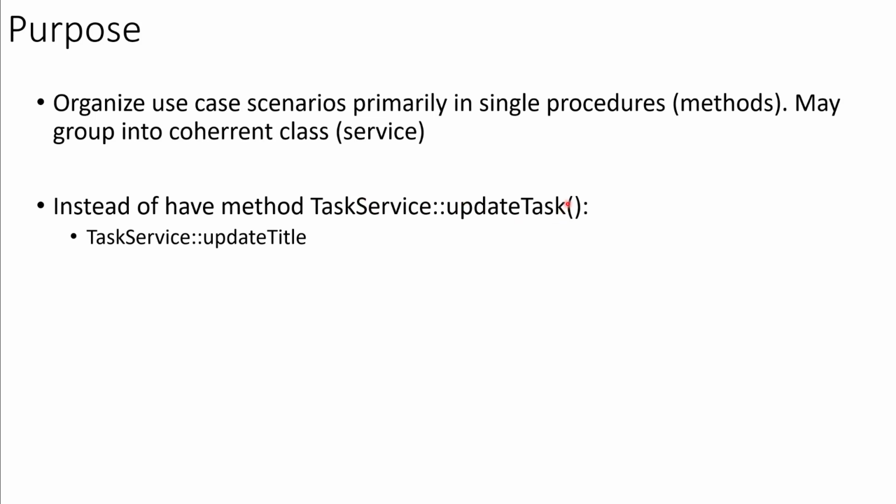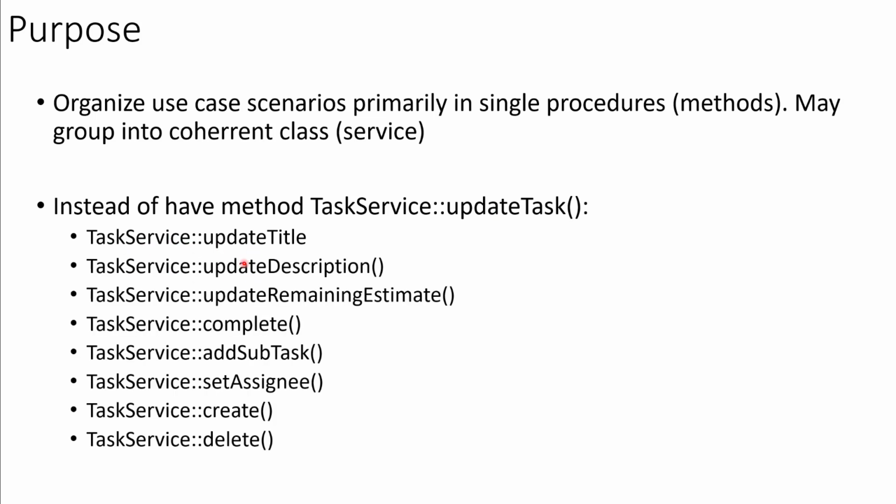So we don't have update task anymore. Instead, we have, for example, a method called update title, and we have all kinds of other methods for each stuff that we can do. We can update the description and update remaining estimate, and we can complete a task, instead of setting the status, which might also be an option, so you can just update the status, whether it's not started, in progress, finished, whatever. But if you have methods that are specific for that, it's more clear what they're supposed to do. We can add subtasks, we can set assignees, and we can create new ones and delete existing ones.